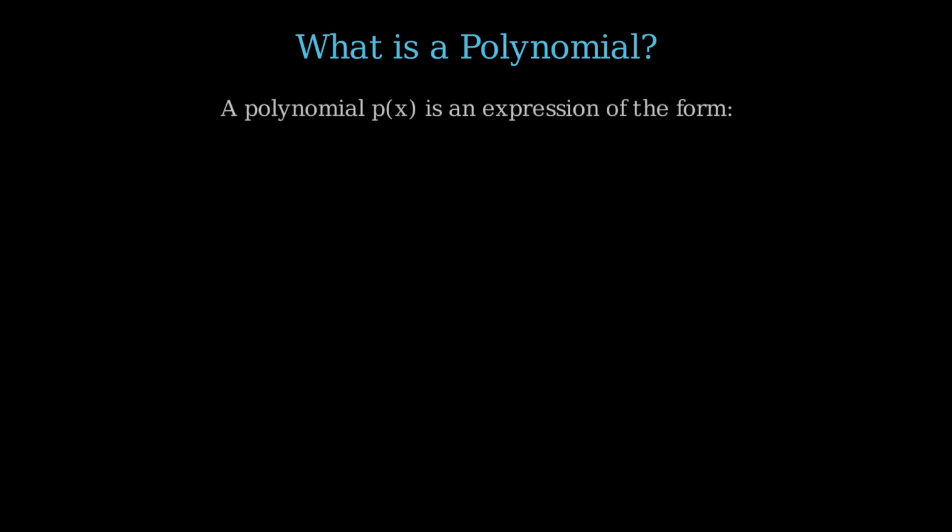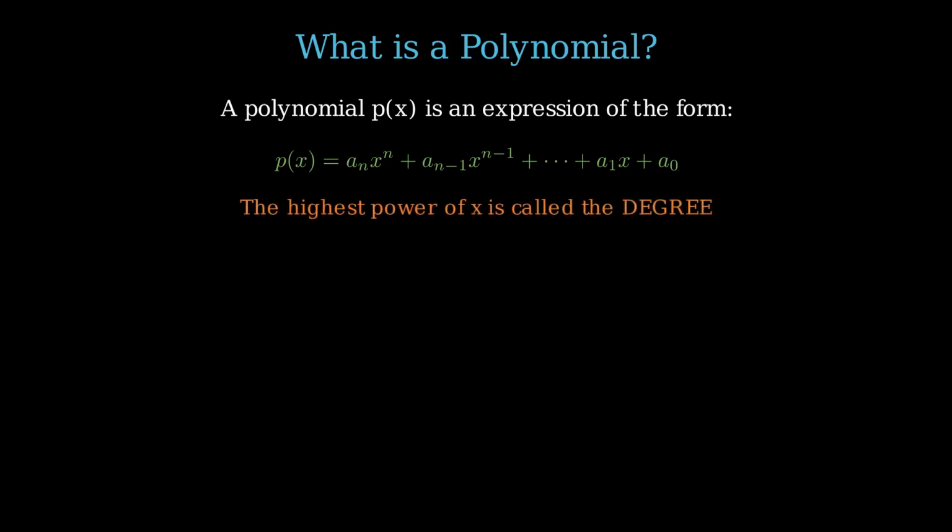A polynomial p of x is an algebraic expression of the form a_n times x to the power n plus a_(n-1) times x to the power n minus 1, and so on, all the way down to a_1 times x, plus the constant term a_0. Here a_(n-1), and so on right down to a_0 are real number coefficients, and x is the variable. The highest power of x appearing in this expression is called the degree of the polynomial.